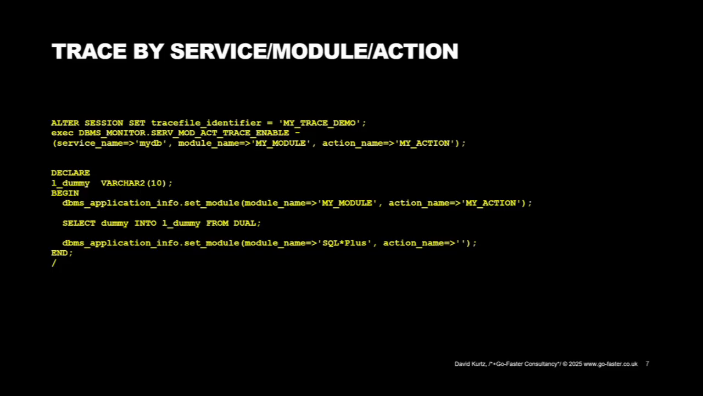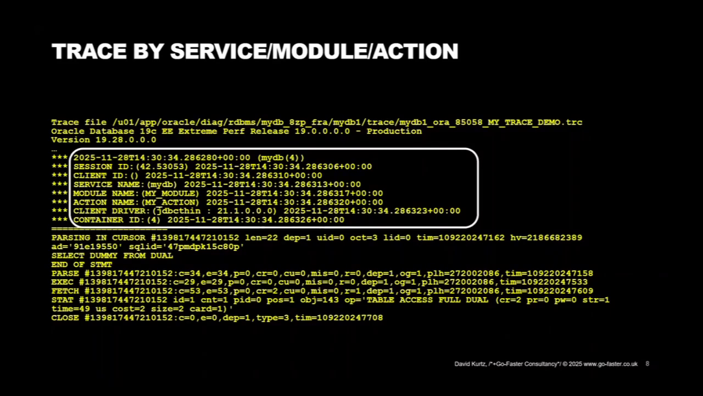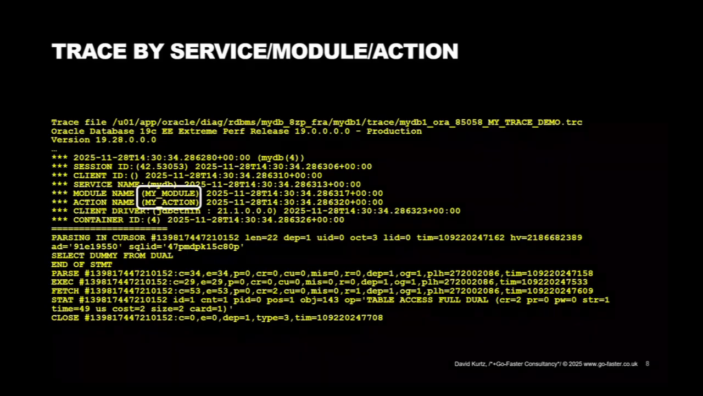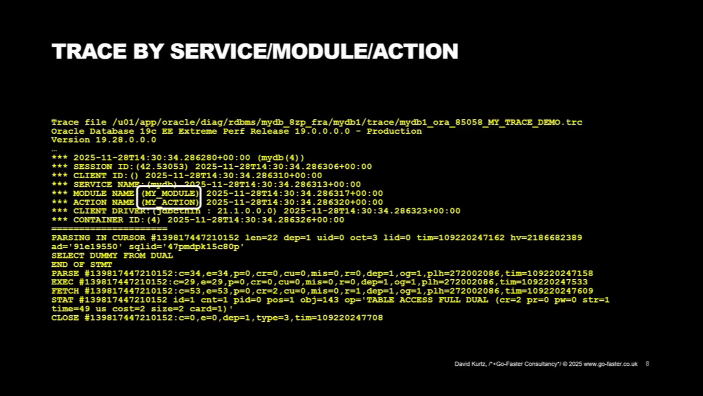What do I get in my trace file? At the top of my trace file, I get information about my session ID, the client, the timings, and there you are, there's my module and my action. And now everything below this was for this module and action. By the way, at the top you can see the trace file name, and you saw I set my trace demo as a trace file identifier. So that trace identifier turns up in the trace file. You can make it a little easier to find your trace file in a directory of lots of trace files.